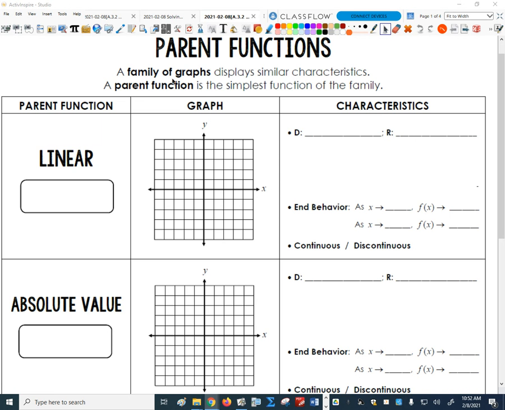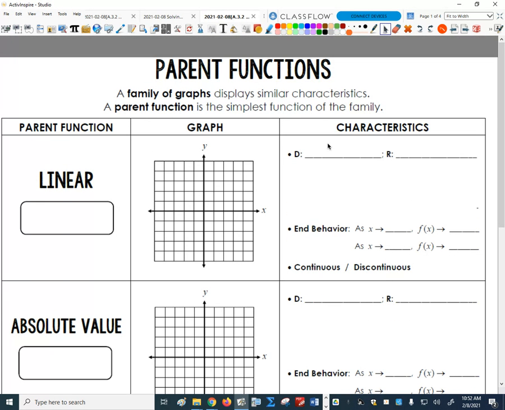In math, we say that a family of graphs is just a bunch of graphs that are very, very similar. They display similar characteristics. A parent function is the very simplest function of that family. We're going to look at some different types of parent functions, like linear, absolute value, quadratic and cubic, and some others too. So if we look at a linear parent function, and honestly, this is one we could probably skip, I'll just use this as our warm-up. We've done so much work with graphing lines and writing equations of lines that this is probably unnecessary for us to even do this one. But like I say, we'll just do it to kind of get started here.